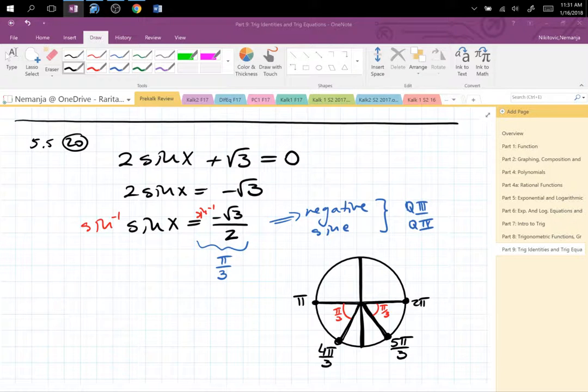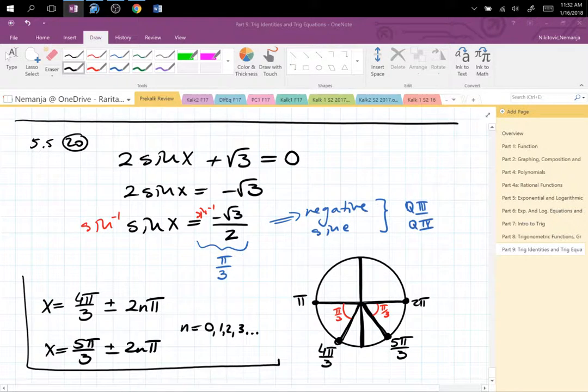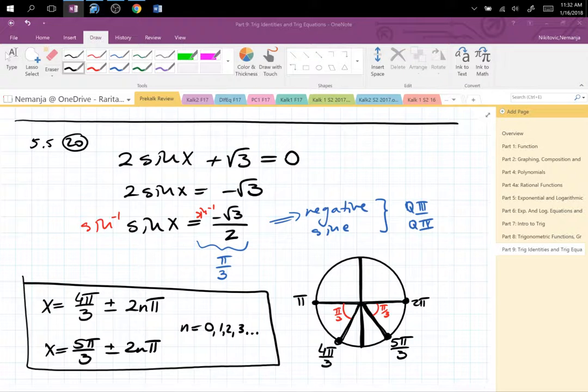So now, what are my solutions? The first solution is 4 pi over 3 plus or minus 2n pi, the period. The second solution is 5 pi over 3 plus or minus 2n pi, and n is 0, 1, 2, 3, 4, 5, 6, 7, whatever, and that's the solution. So infinitely many solutions. Again, it's very structured, but you just have to know all of the components of it.